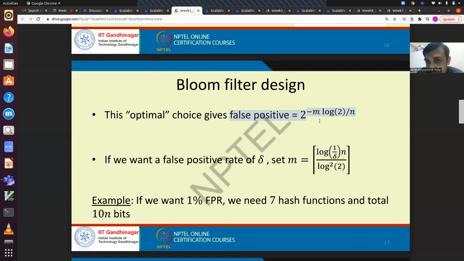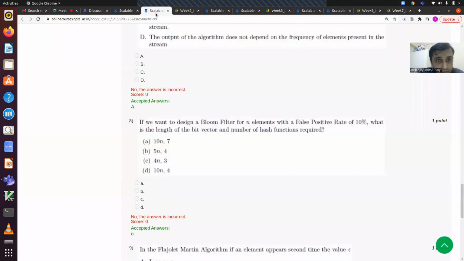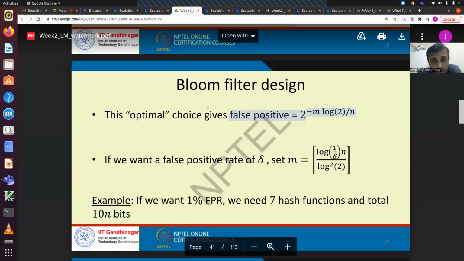So now M is 2 to the power X. Yes. So now you can replace M by 2 to the power X here. Yes, right. Okay, and then let me look at the question. What is the length of the bit vector and the number of hash functions? Where is the number of hash functions being factored in?